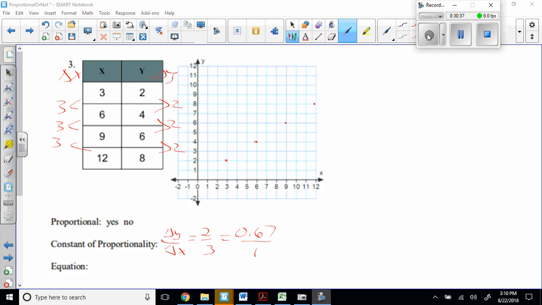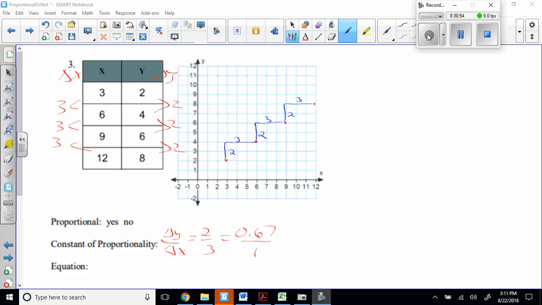Okay, you ready? You've got to check your constant of proportionality. So let's check it on here. I went up 2 and over what? 3. Up 2, over 3. Up 2, over 3. Good.